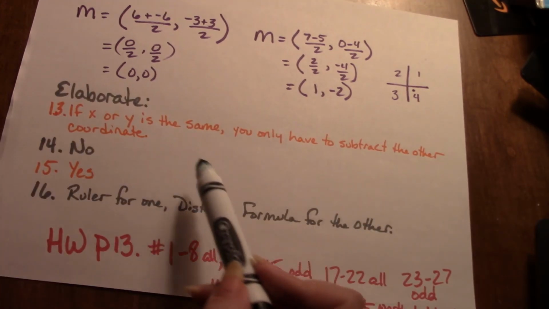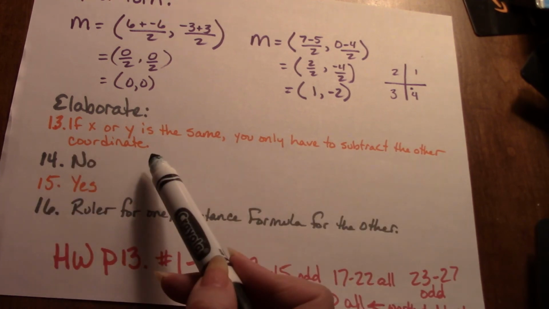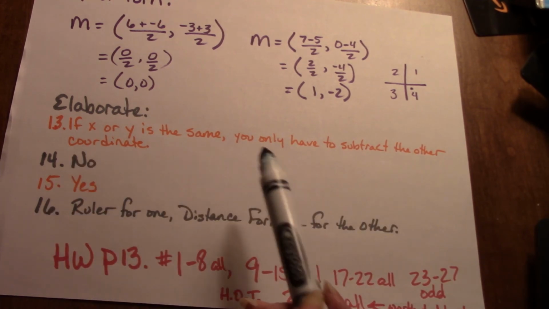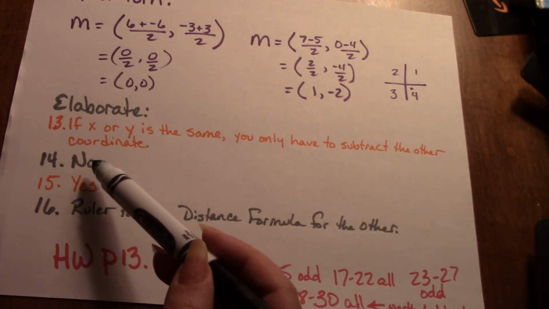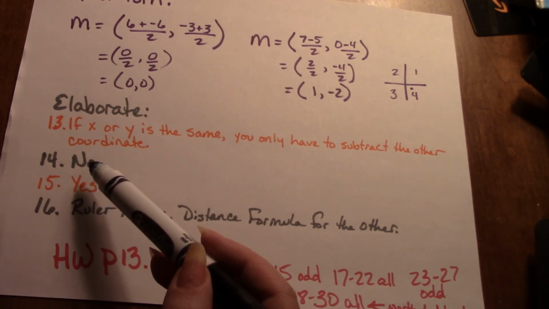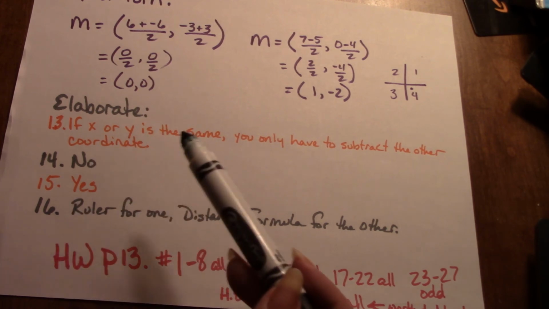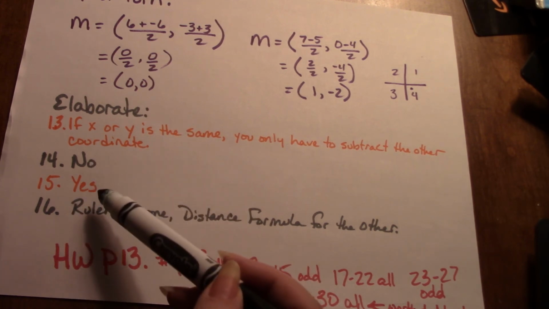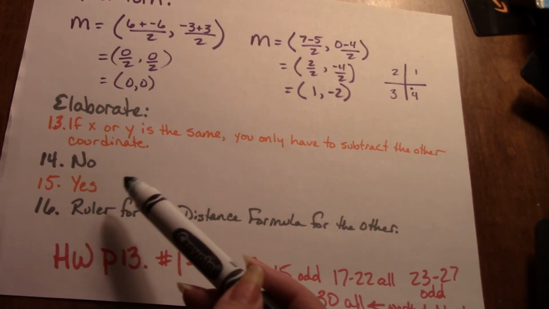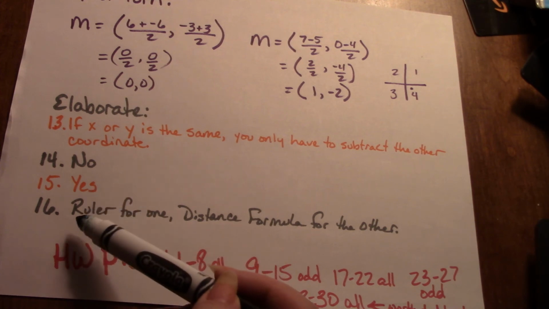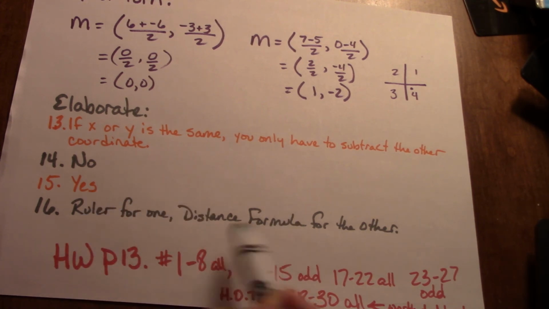For number 13, if x or y is the same, you only have to subtract the other coordinate. You don't have to go any farther than that. Number 14 is no. It doesn't matter because you're subtracting, you're either going to end up with a positive or a negative number, and then you're going to square it. So it doesn't matter if it's positive or negative. Number 15 is yes. Number 15 is yes because you're adding. It doesn't matter if you add 1 and 2 or 2 and 1. Order doesn't matter. And number 16, I would use a ruler for one, and I would use a distance formula for the other.